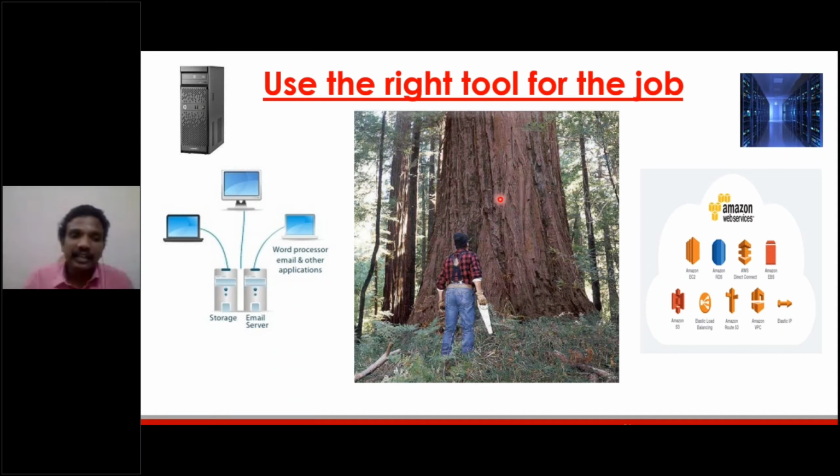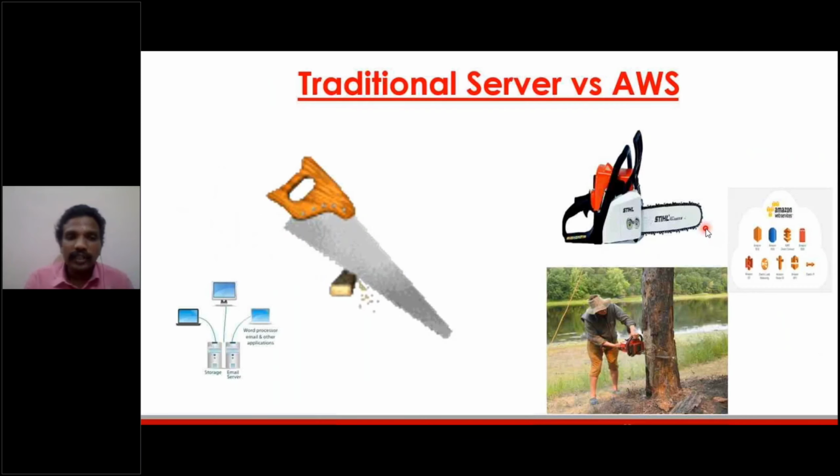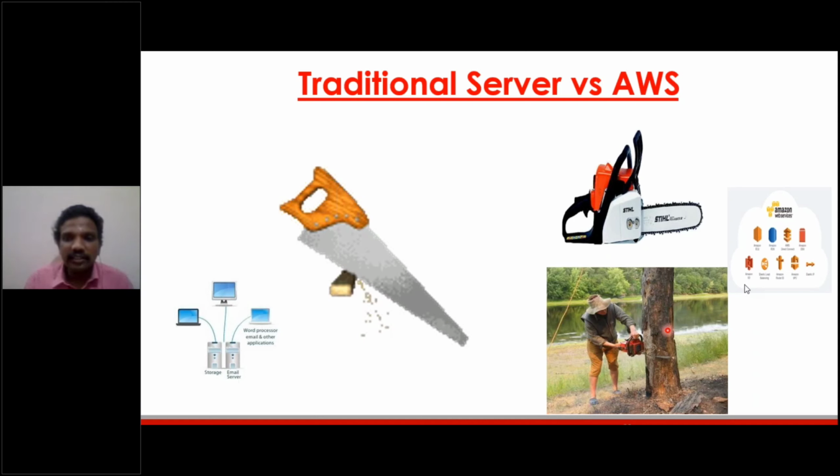Similarly, your traditional server, running several sets of software, will be slow. But if you deploy the same thing on the cloud, it works faster. If you are performing a smaller task, a small saw is enough. If you are performing a larger task, a power saw is needed. Similarly, a traditional server is for smaller tasks, and AWS is used for larger tasks.